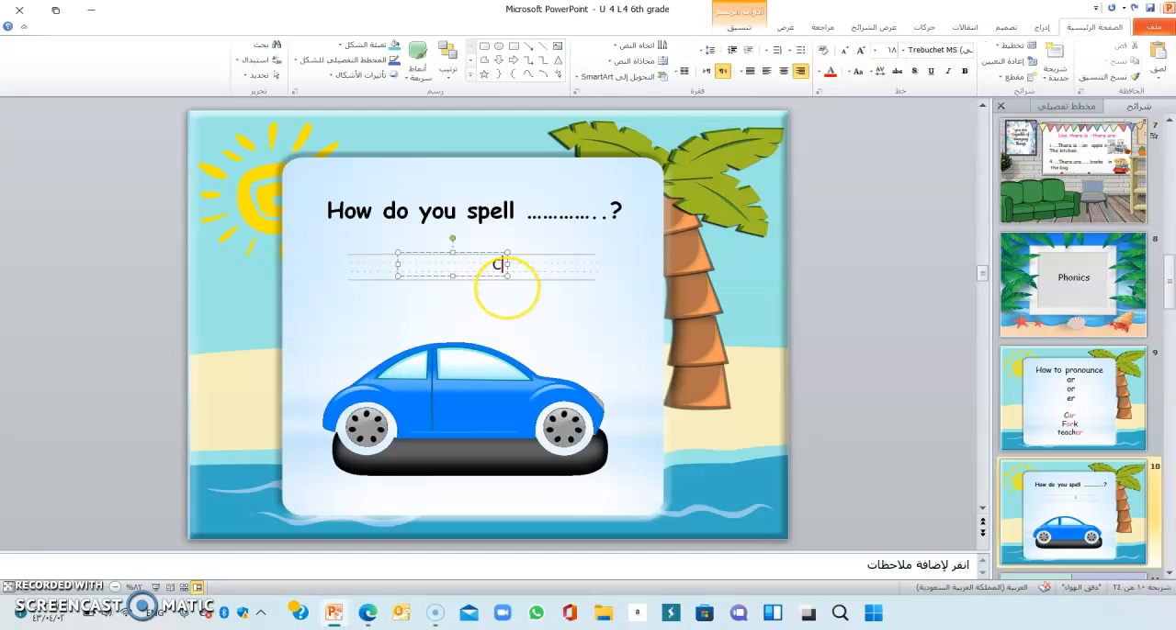C-A-R, car. This is how to spell the word car, okay? So C-A-R, okay, girls? Let me complete my lesson.